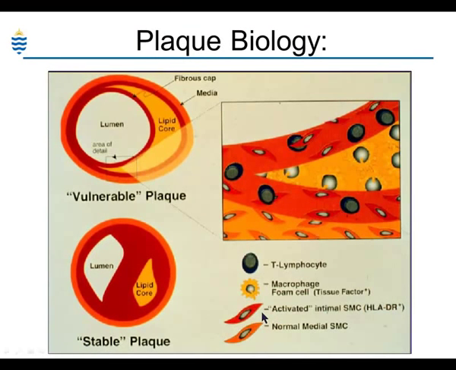So the plaques are of two types. When there is more healing, less inflammation, it is known as stable plaque, which gives rise to stable angina. Vulnerable plaque, when there is more inflammation, less healing, gives rise to resting or unstable angina.